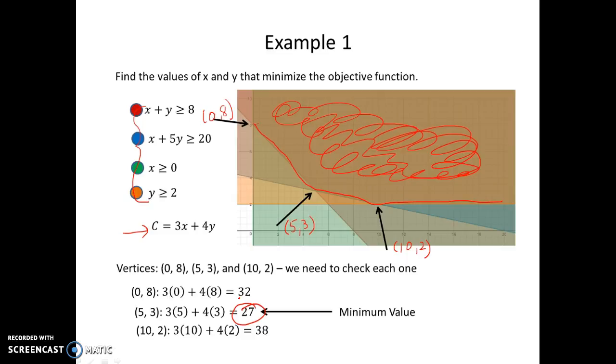So that means that whatever x stands for, I need 5 of them. Whatever y stands for, I need 3 of them in order to get the minimum value.